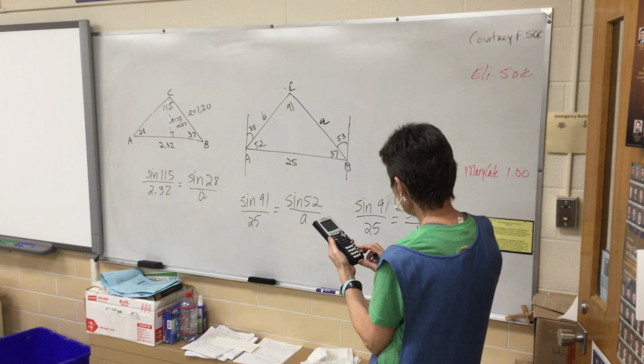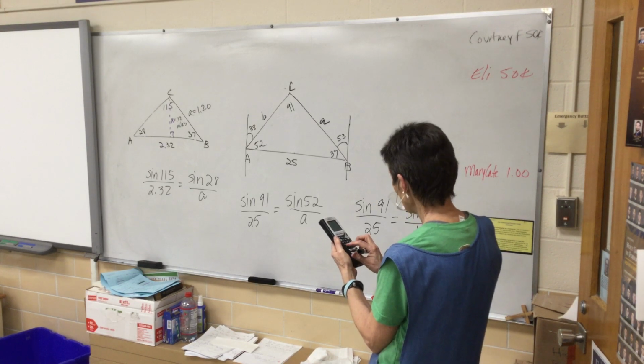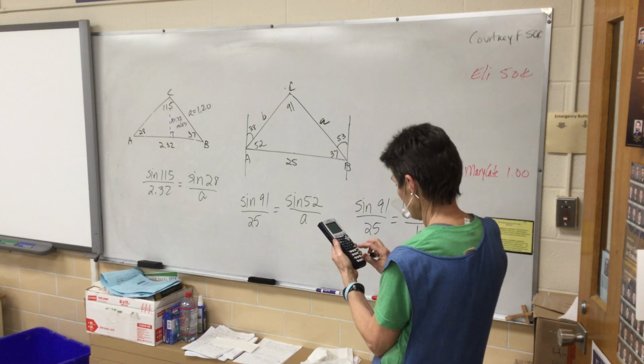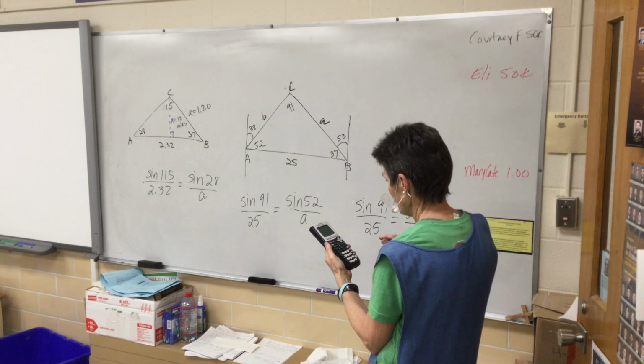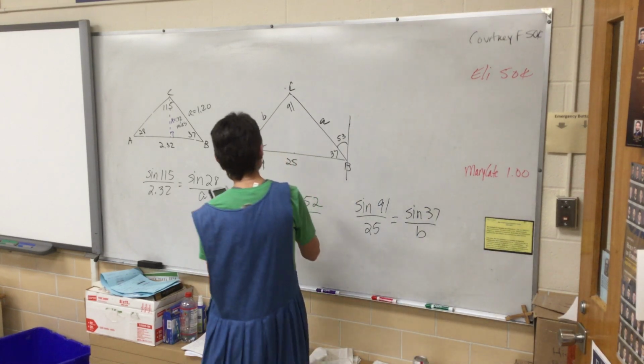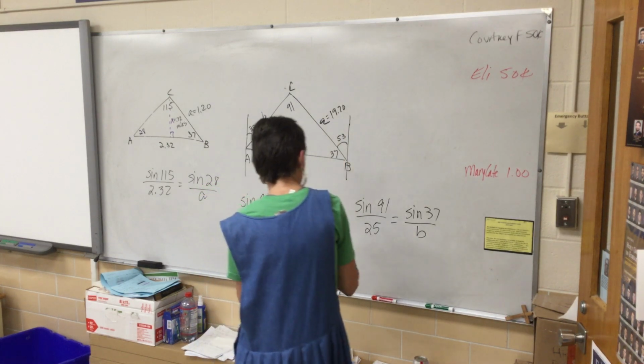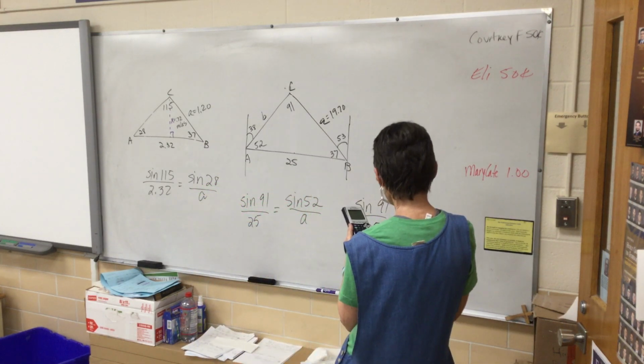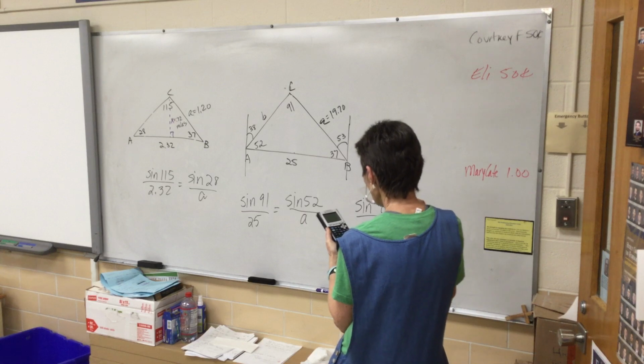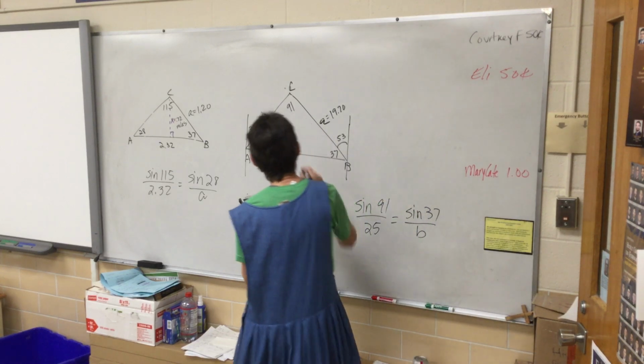All right, so here we go. I got 19.7 for A. And if you didn't get that, you need to speak up, people. I got 15.05 for B.